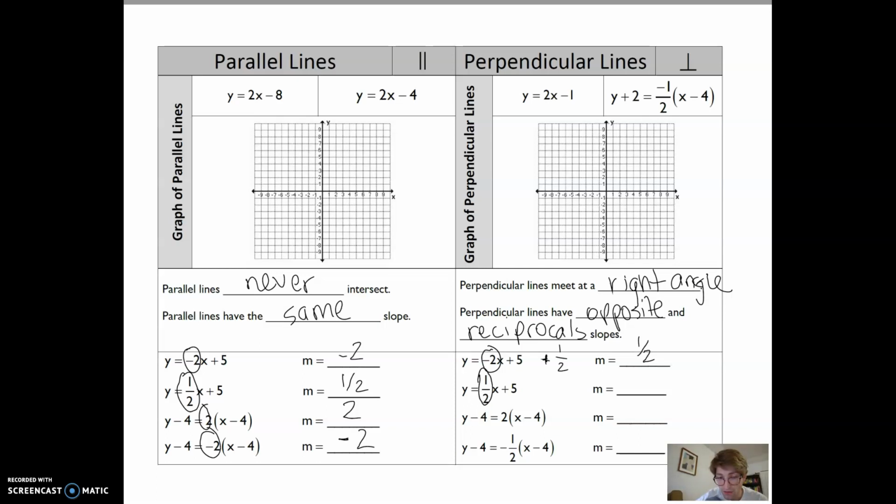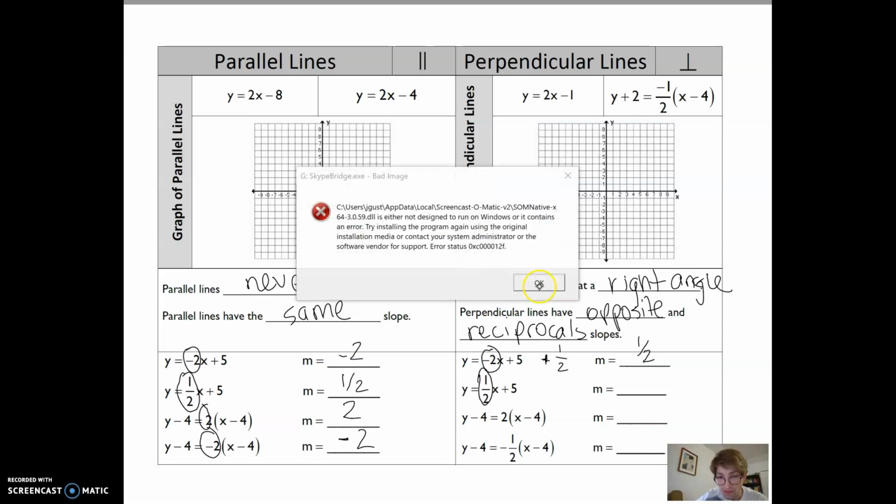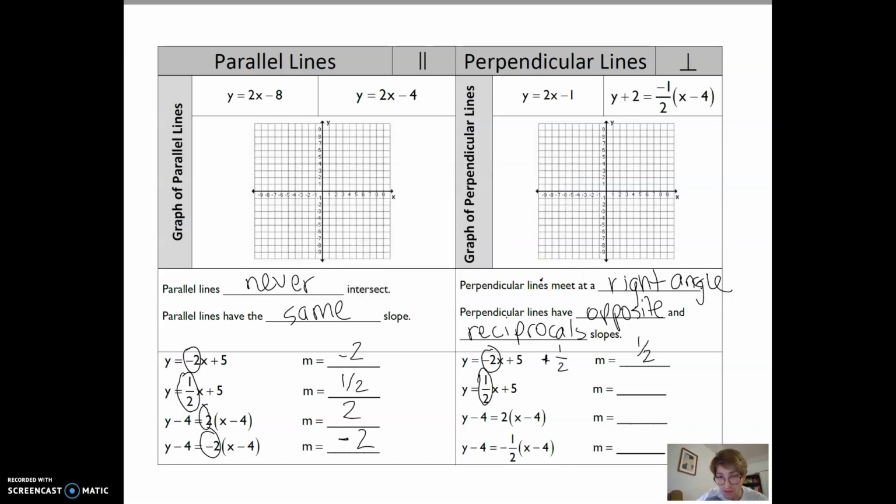Look at the next one. For perpendicular, we take the opposite, so it's positive, so it needs to be, well, that's annoying. I am very sorry about whatever that is. Our slope will be negative. Got to flip it over, 2 over 1. So our slope right there is negative 2.